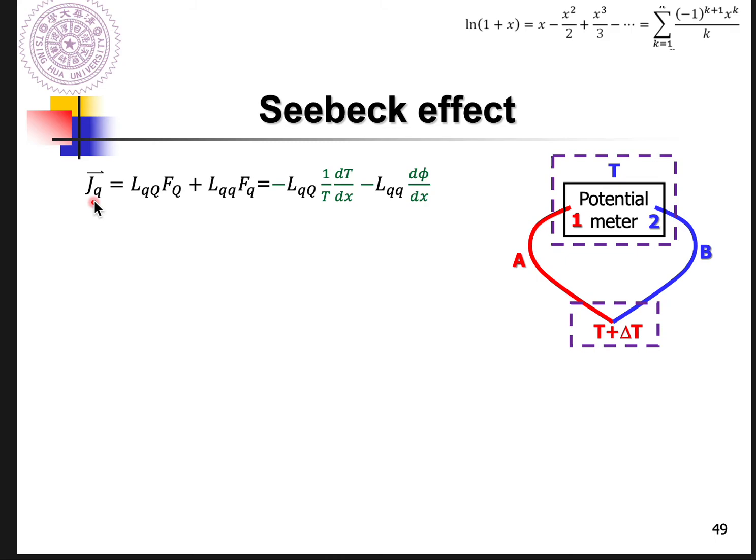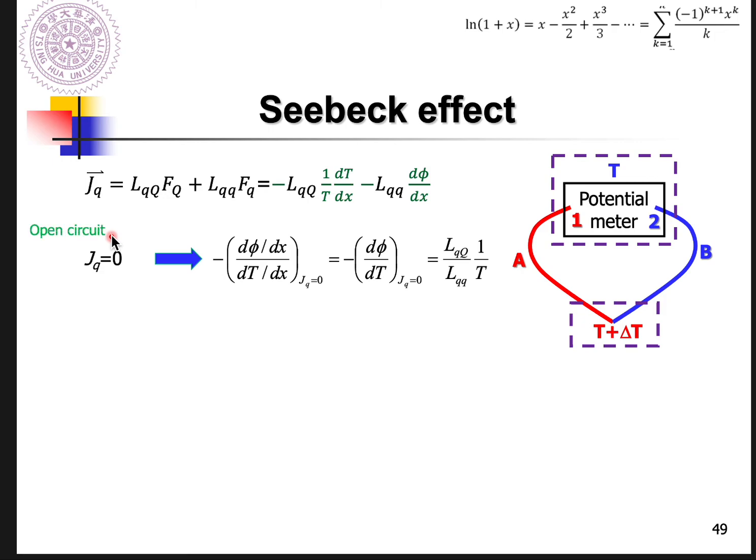The current density is directly driven by the electrical field and indirectly driven by the heat flux. And also, we know this is an open circuit. So open circuit implies that this current density will be equal to 0.